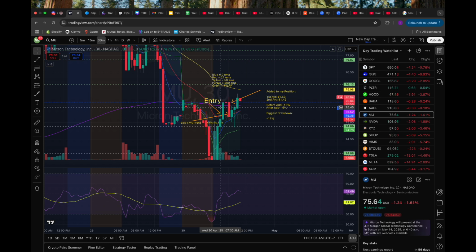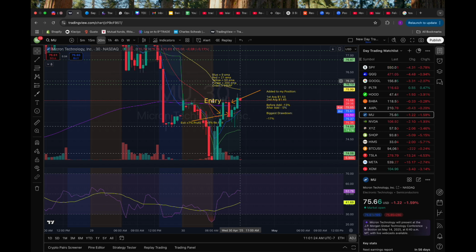But initially I went in light anyway. So even though I was down 17%, it wasn't a lot of money. I wasn't really stressed at all. And then when I added in, I dropped my percentage down to negative 5 from negative 13. I was able to get this move right here. My biggest drawdown was negative 17%, and I exited at 7% profit.